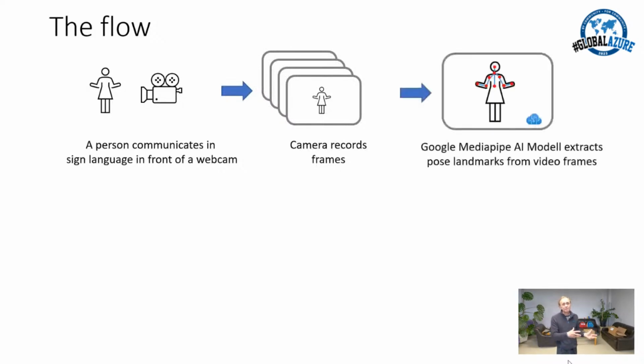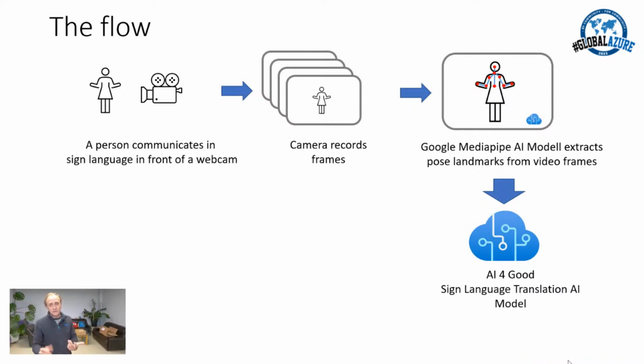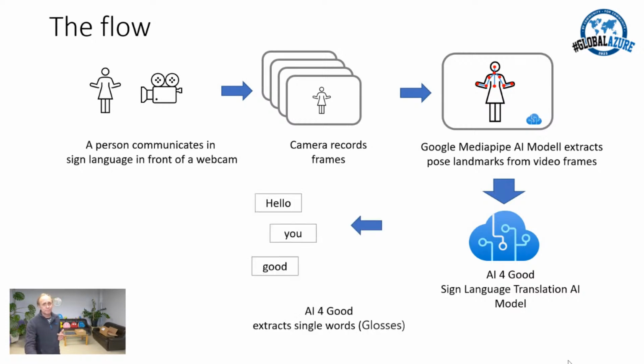All the frames are sent to the Google MediaPipe AI model, which extracts the pose landmarks from the video frames. So we are not using video frames for detection, we are using only the poses. These pose landmarks, which are more or less numbers, are sent to the backend, where the ML.NET code uses that model to identify which sign has the highest probability in the model.